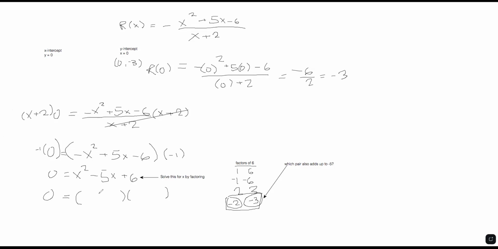What we want to do now is put them into the factored form. So our first number is -2, so our first factor is going to be x minus 2. And then what's the next factor going to be? Any ideas?